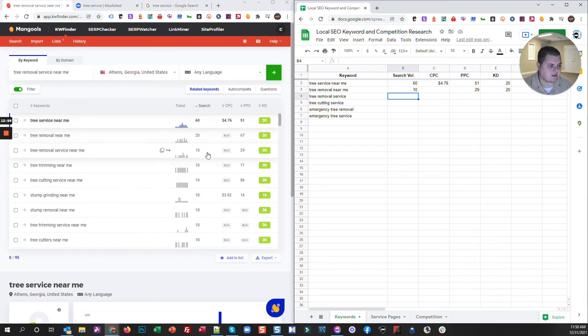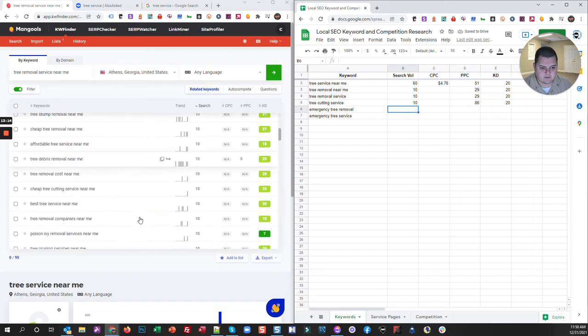Tree removal service near me. That's going to be a 10. Skip it, a 29, and a 20. Tree cutting service is a 10, 86, lots of competition there, and a 20.